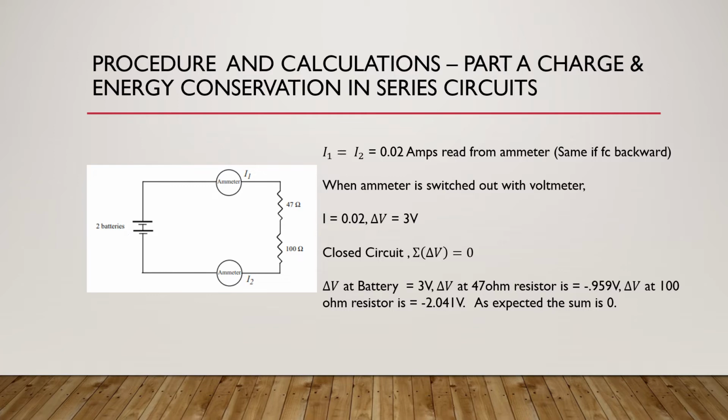Then when we switched out the ammeters for voltmeters, we got a current of 0.02 and a delta voltage of 3 volts. Since the closed circuit should equal zero, we're going to check this. Delta V at the battery is 3 volts, like a 3-volt battery. Delta V at the 47 ohm resistor, the first one in that series, was negative 0.959 volts. Delta V at the 100 ohm resistor was negative 2.041 volts, and as expected, the sum of this is zero.